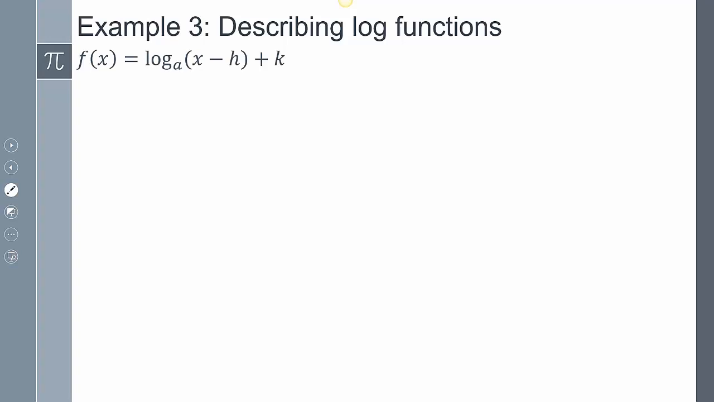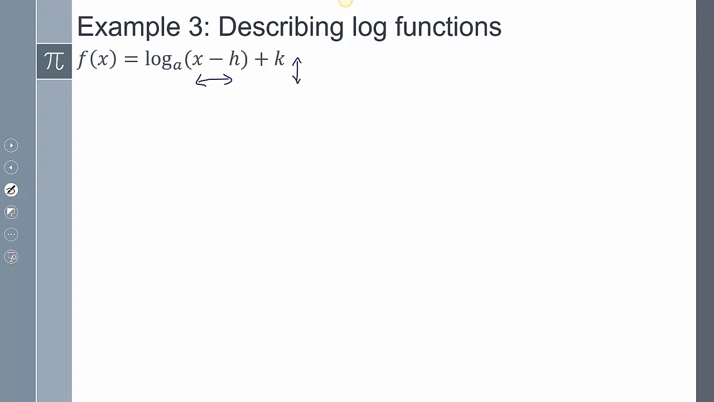Now remember, like I just said, we're able to still translate things. We can still have the horizontal shift. We still have that vertical shift when it comes to logarithmic functions. Now the base really just affects how curvy it is, kind of like the horizontal and vertical stretching. I just use log base a instead of log base b in this instance. It doesn't matter, it's just a variable. But just remember that this h affects the horizontal shift of our function. Our k affects the vertical shift of our function.